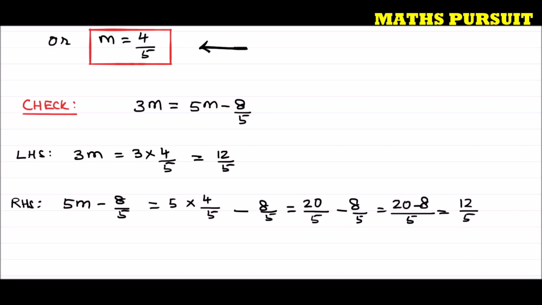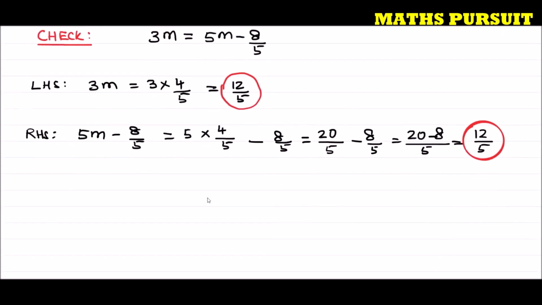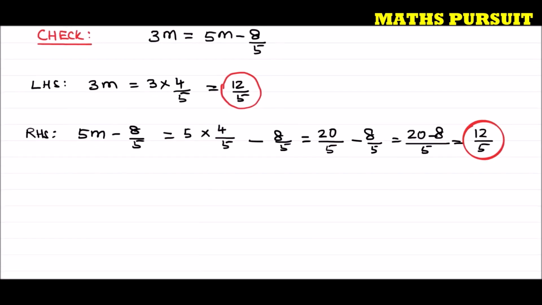So guys, what does the result show? The result shows that for the left side of the equation, when we solved, we got 12 upon 5. And similarly, when we solved the right side of the equation, we also got 12 upon 5. That means the left side of the equation is equal to the right side of the equation. So we can write, therefore, left hand side is equal to right hand side. Hence, result is verified.